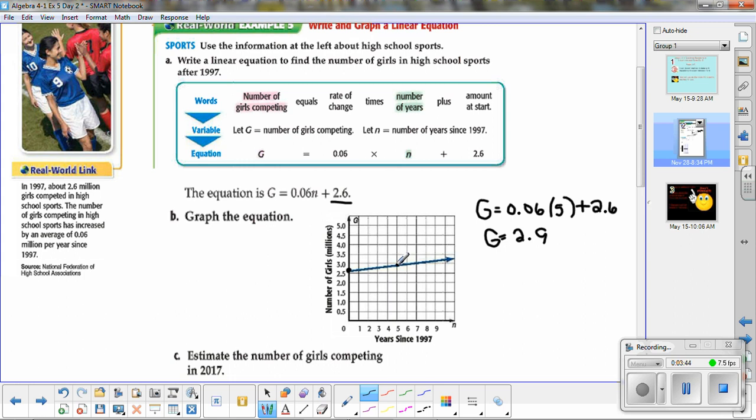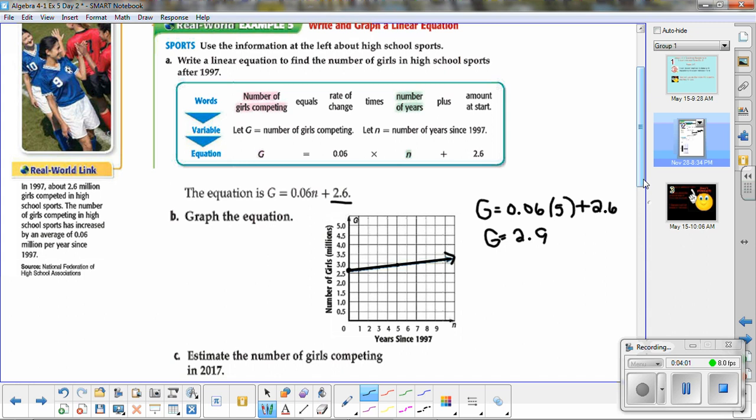As long as you have 2 points, you can make your line. And you'll see that the line was connected between here and here with an arrow going that way.